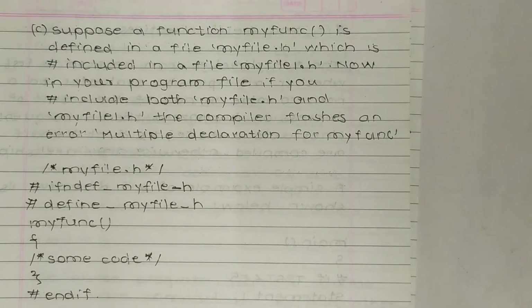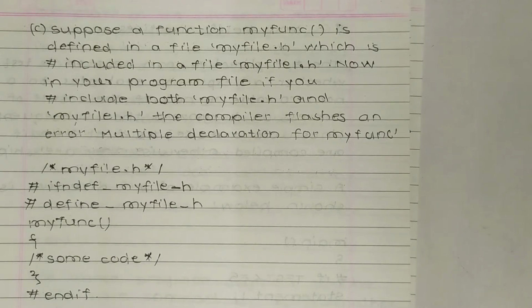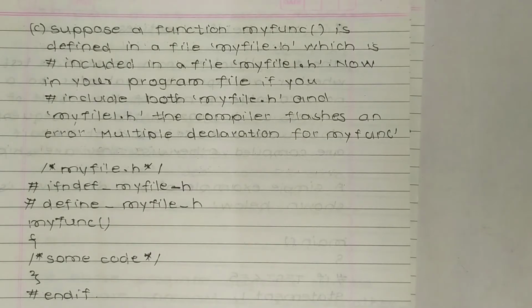Suppose a function myfunc is defined in a file myfile.x. So myfunc is defined in myfile.x, which is #included in a file myfile1.x. So it is included in this file. Now in your program file, if you #include both myfile.x and myfile1.x, the compiler flashes an error: multiple declaration for myfunc.